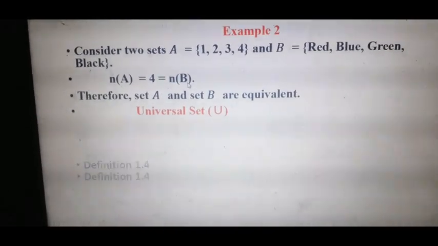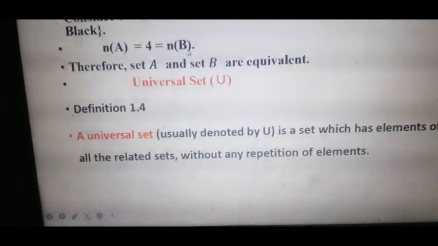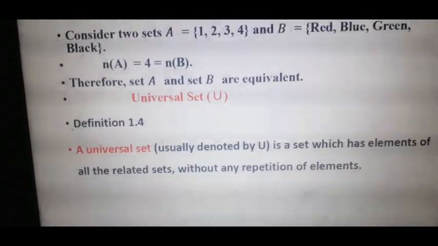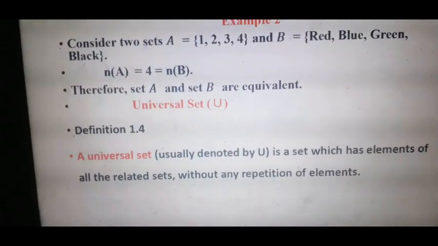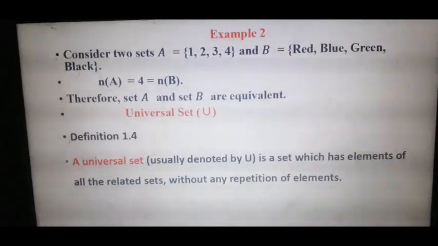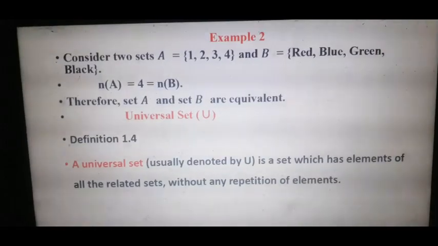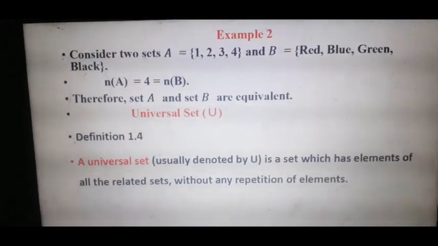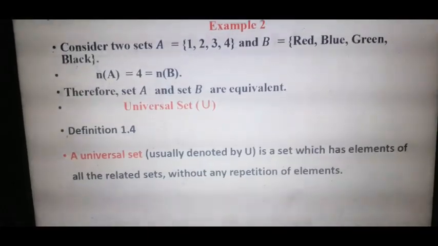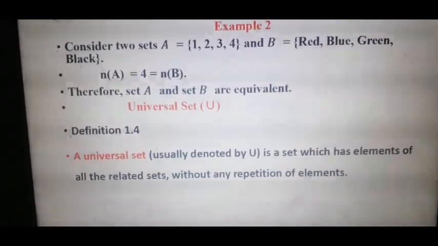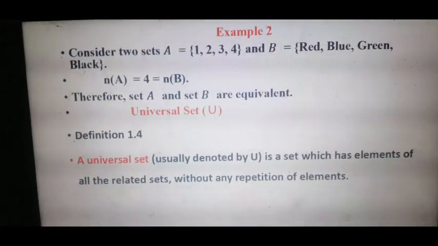Okay, universal set. What does universal set mean? Universal set is usually denoted by capital U. It is a set which has all the elements of all the related sets without any repetition of elements.